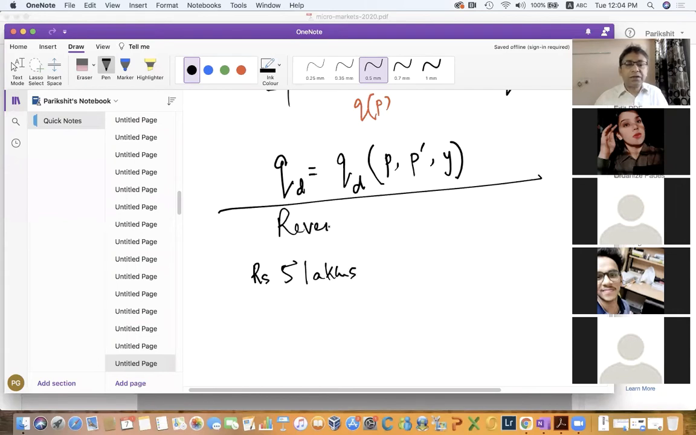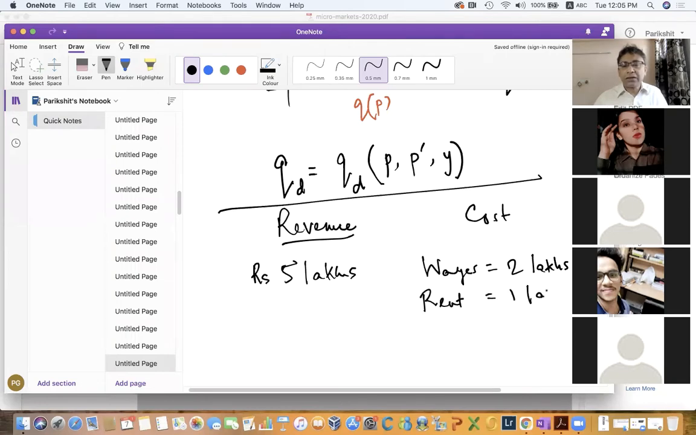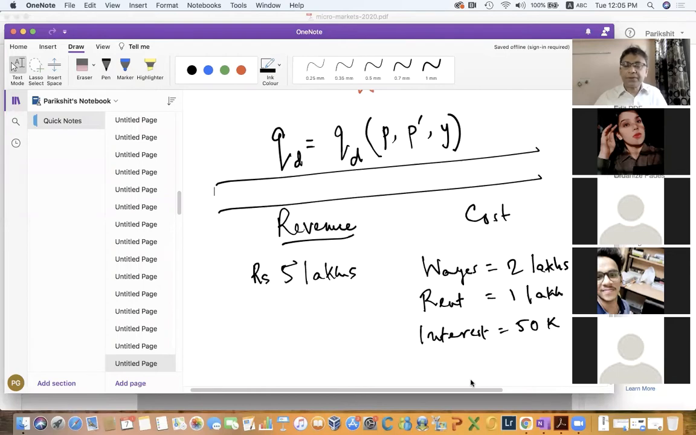This is the revenue side. And on the cost side, I have to pay wages to my employees. That's 2 lakhs, right? I have to pay rent, which is, let's say, 1 lakh. And I have to pay interest on some bank loan I've taken when I started the business. Let's say that's 50,000, right? And let's say there's no other explicit cost here, okay?